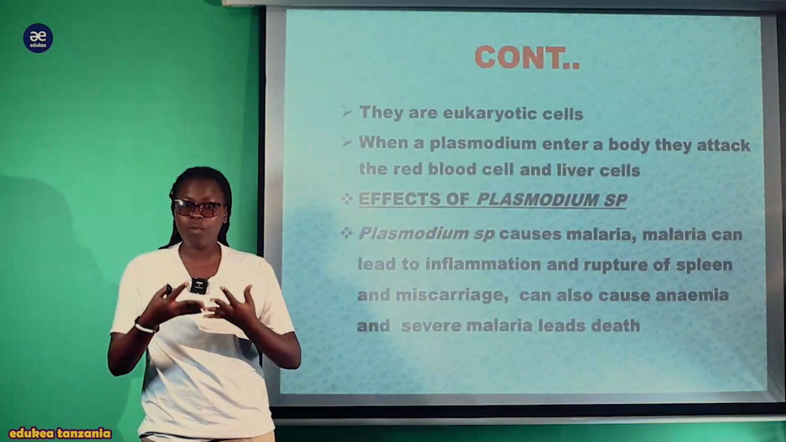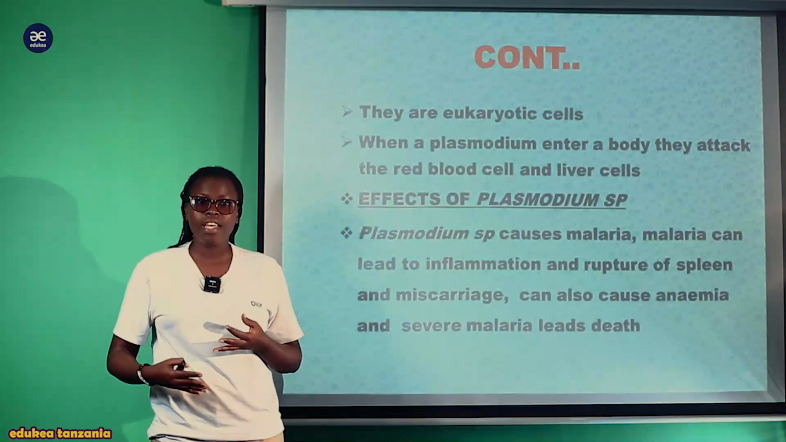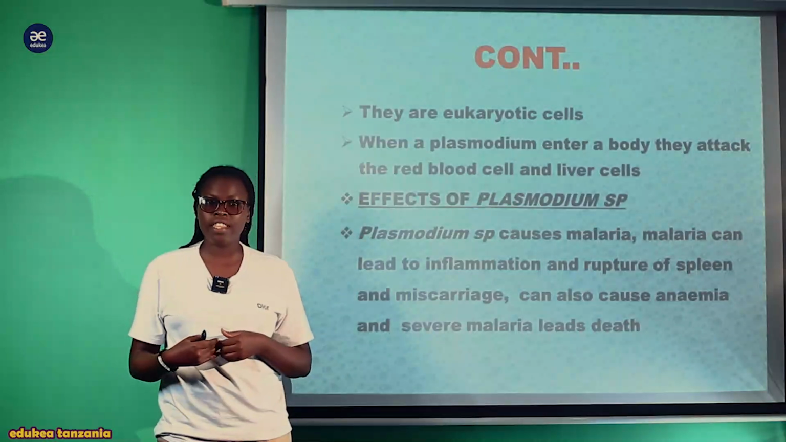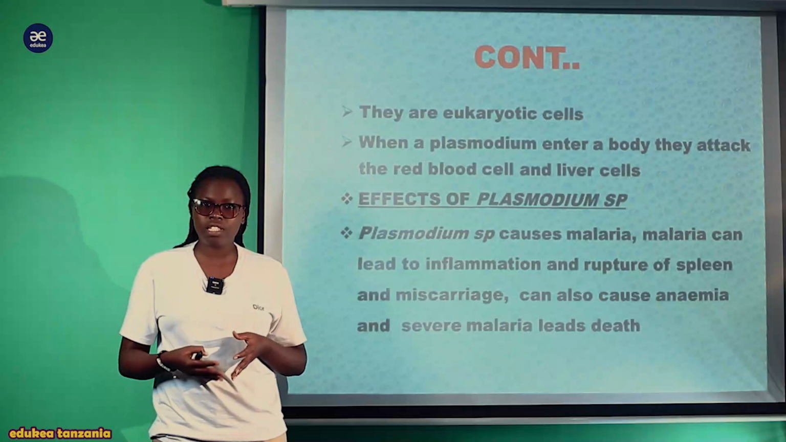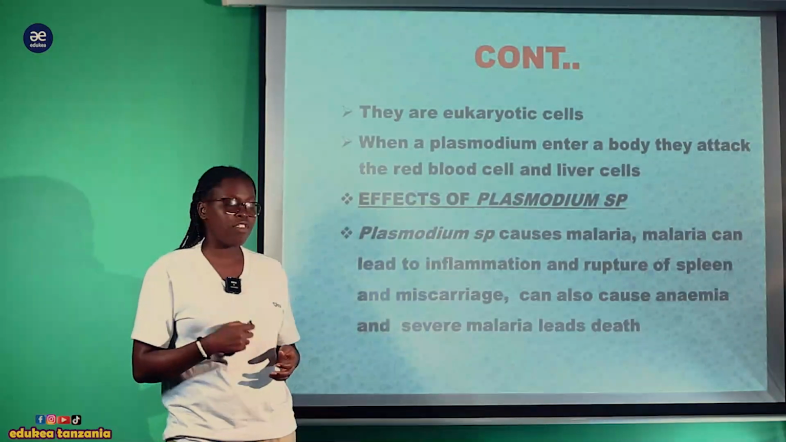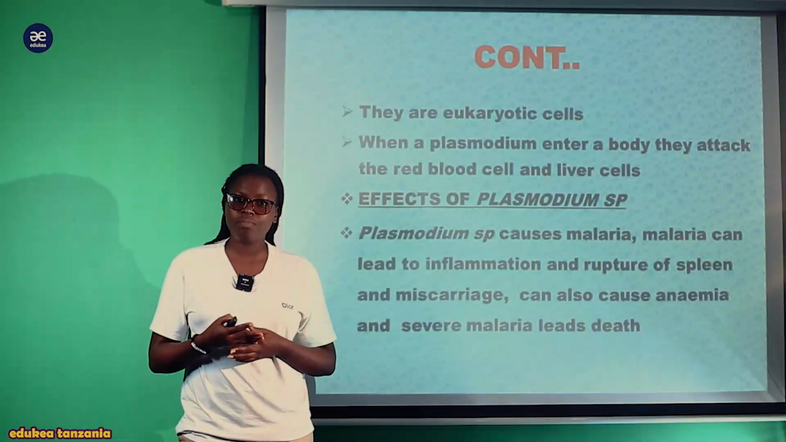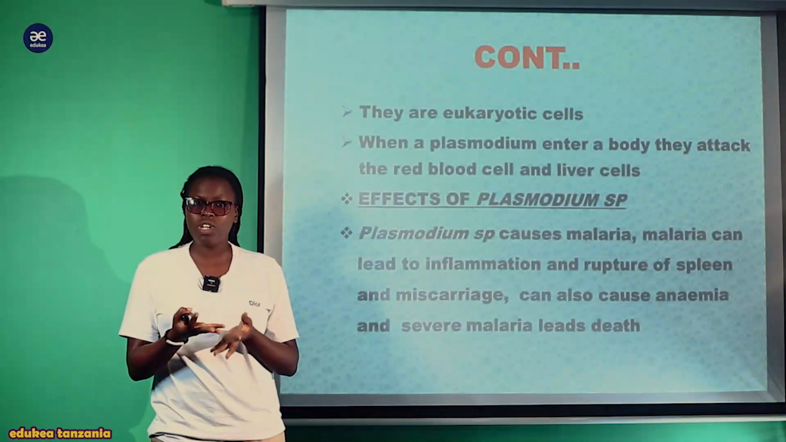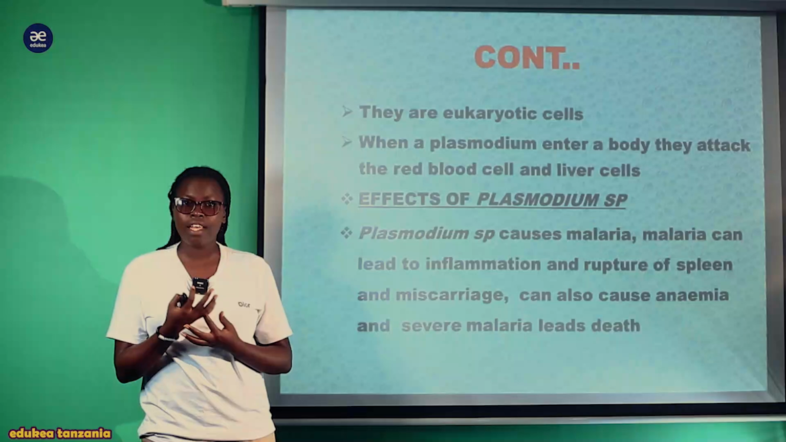When they invade the human body, first of all, they invade the liver cell where they cause infection and then rupture, and they enter the red blood cells and circulate to the whole body, and this will result in anemia. Also, what are the effects of the Plasmodium species? My lovely Form 1 students, Plasmodium species is one of the causative agents of malaria. So, what is the effect of malaria? The first effect of malaria is anemia.